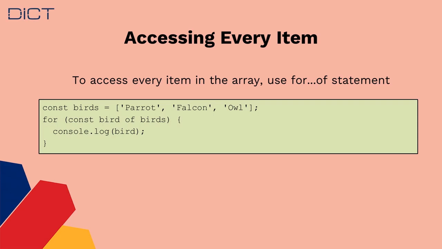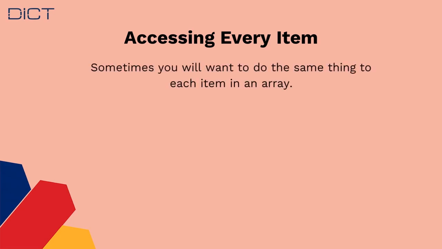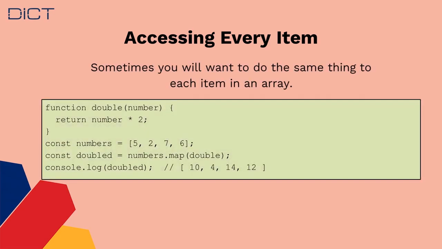Say for example, const birds: parrot, falcon, and owl. We use the for-of statement to access every item in an array. Okay, so that's how we access every item. And sometimes we want to do the same thing to each item in an array, leaving you with an array containing the changed items. You can do this using the map method.